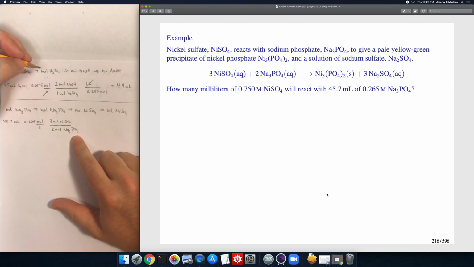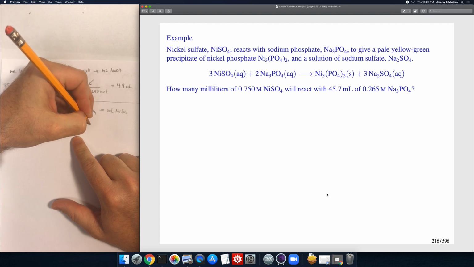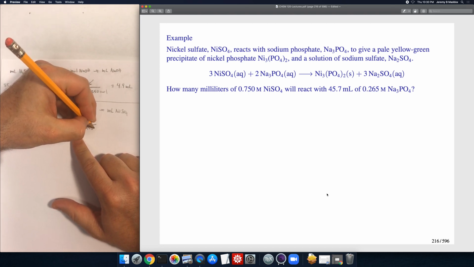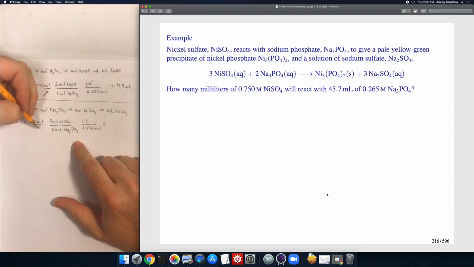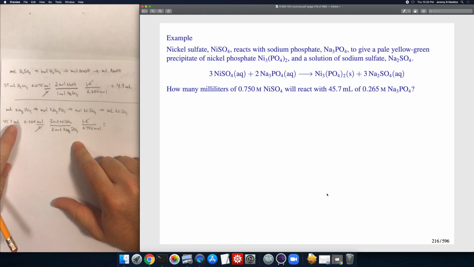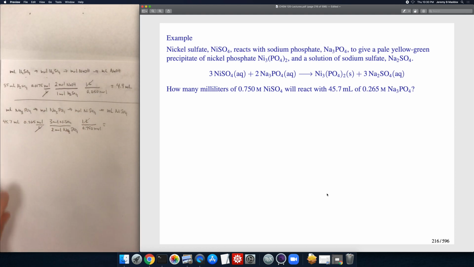Then to get to the volume of the nickel 2 sulfate solution, we need to divide by the molarity of that solution. Okay, as you can see again, the liters cancel, and so our final volume is going to be expressed in milliliters, which is what the problem wants anyway.